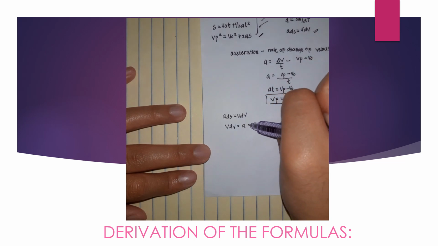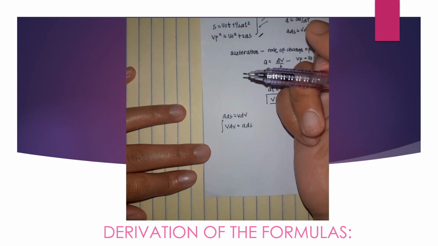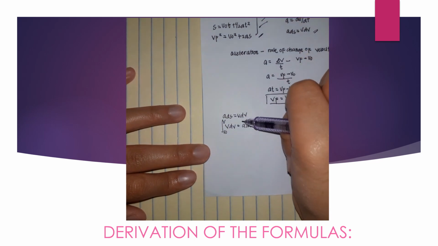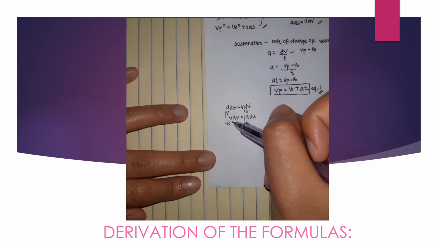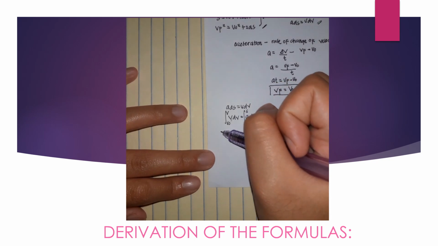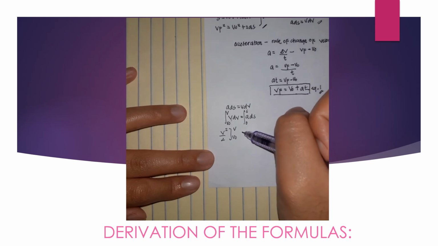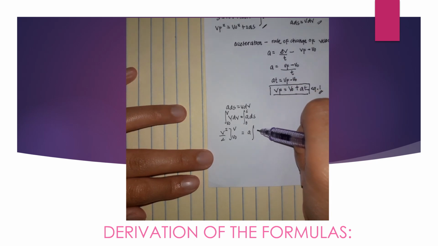Again, we'll integrate this. So from v, our limits will be from v initial to final velocity, and this one from 0 to s. So integral of v, we have v squared over 2. Our limits from v initial to v equals to acceleration, and then ds from 0 to s, to a.